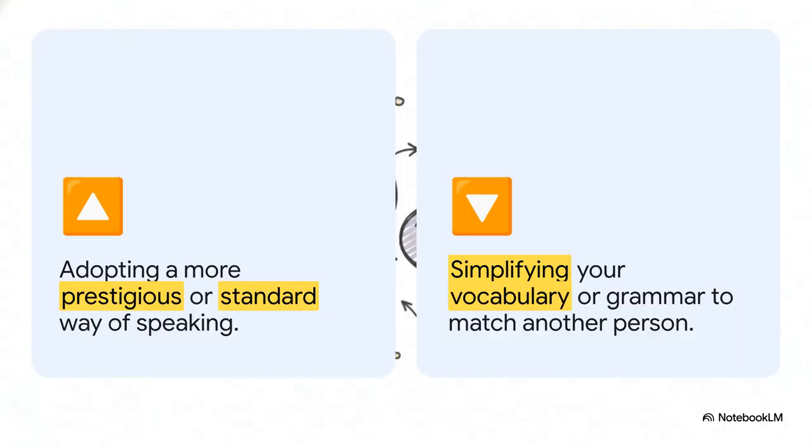But, okay, convergence isn't just one thing. You've got what's called upward convergence. That's when you might, say, clean up your speech a bit for a job interview, sound a little more proper. And on the flip side, there's downward convergence. This is like when you simplify your words to make sure someone who's not a native speaker can follow along easily. In both cases, the goal is exactly the same, closing that social gap.